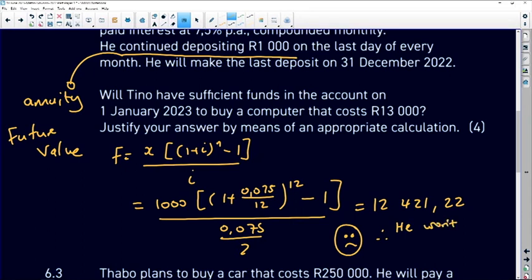He won't have enough because 12,421.22 is less than 13,000 rands. He doesn't have enough. His money is below 13,000 rands. He needs 13,000 rands to buy this computer, so he only has 12,421.22. So unfortunately, he doesn't have enough.